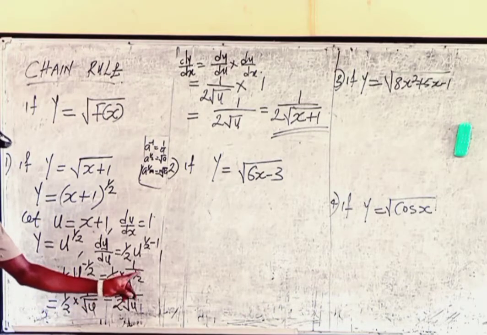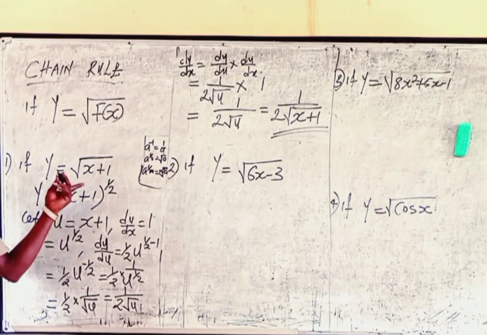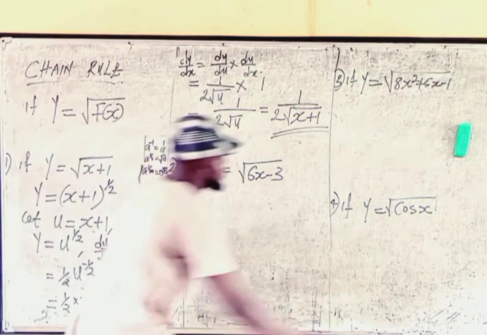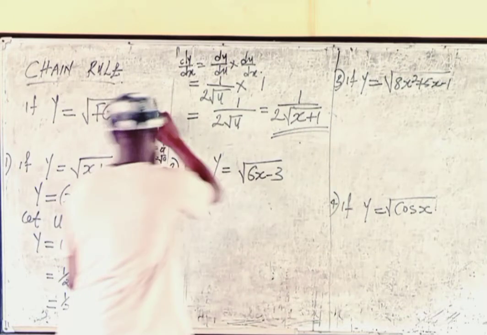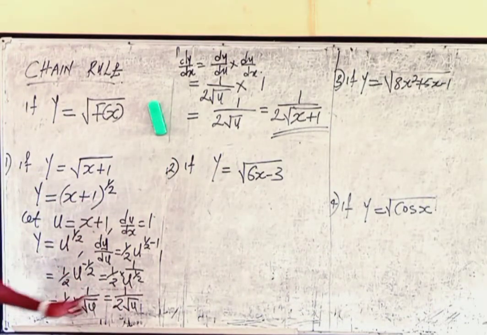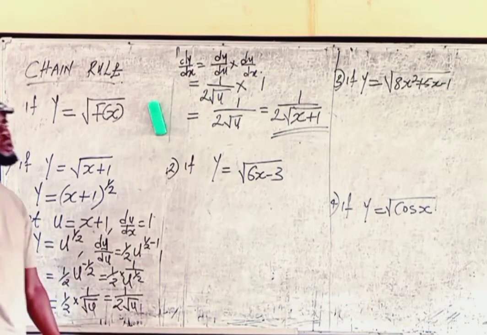That's why I said U raised to the power of half means the square root of U. We already said that the square root of a number means that number raised to the power of half, so there's no big deal about that. So next, 1 times 1, we have 1. 2 times root U, that is 2 root U.